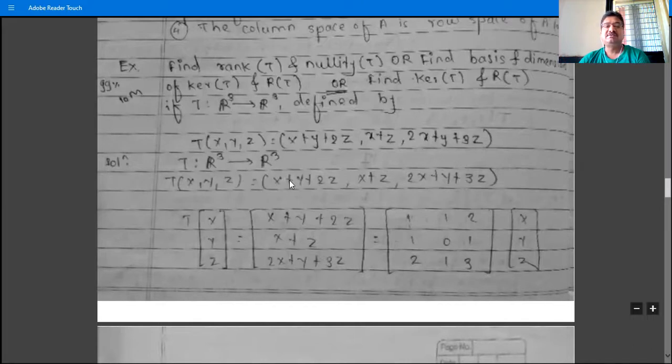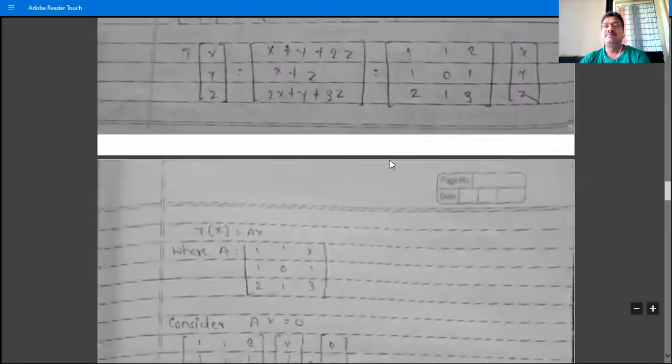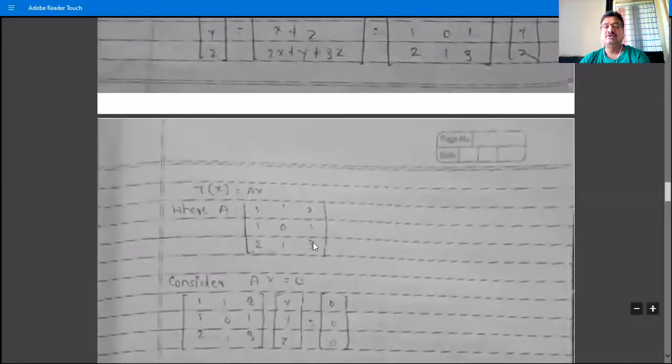In order to find the standard matrix, we write this linear transformation T(x,y,z) in matrix form. T(x,y,z) as a column matrix is x + y + 2z as the first row, x + z as the second row, and 2x + y + 3z as the third row. Then we write this in the form Ax. What is A? It is 1 1 2, then 1 0 1, and 2 1 3, the coefficients of x, y, z. So this is in the form T(x) = Ax, where A is 1 1 2, 1 0 1 and 2 1 3.